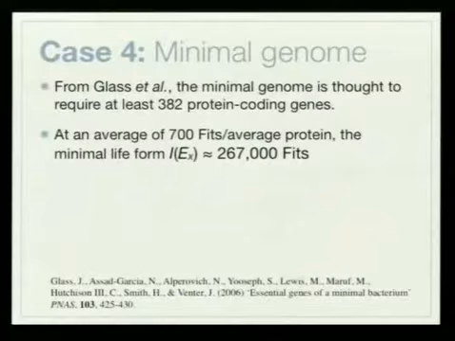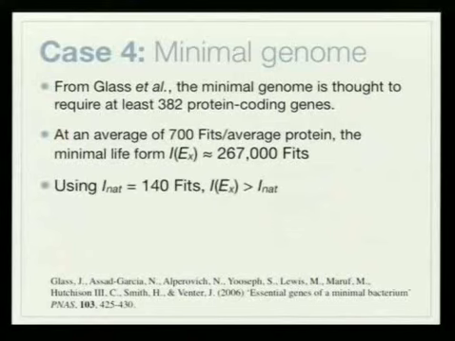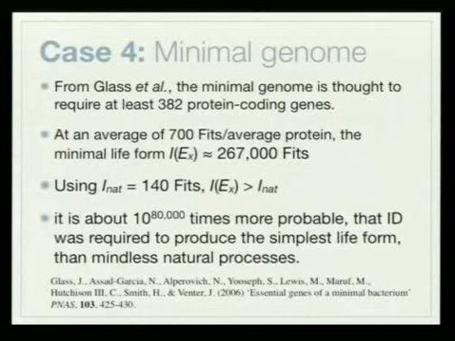But we need more than 1 protein for life. As I suggested earlier, you need at least 382 protein coding genes at an average of 700 bits per protein. You need a little over 250,000 functional bits of information for the simplest life form. And so when you see the difference between what natural processes can reasonably be expected to produce and what intelligence can produce, it is about 10 to the 80,000 times more probable that intelligent design is required for the first life form than that natural processes would produce it.